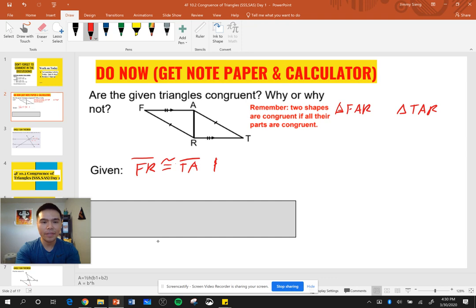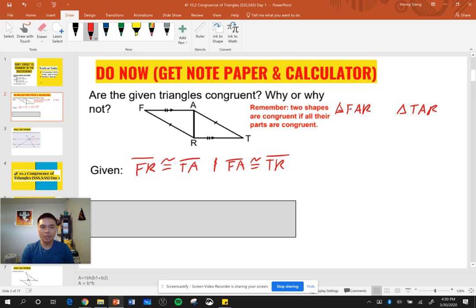And I can also say that FA is congruent to TR. Okay, because of what's given, because of those double dashes and the single dash, those tell me that those two sides are the same, okay? They're congruent to each other.